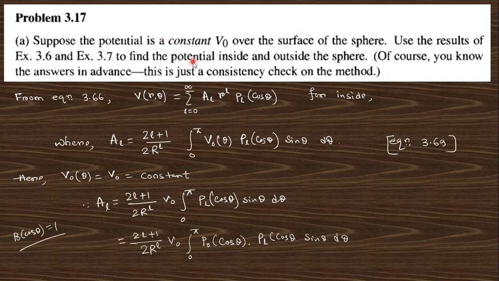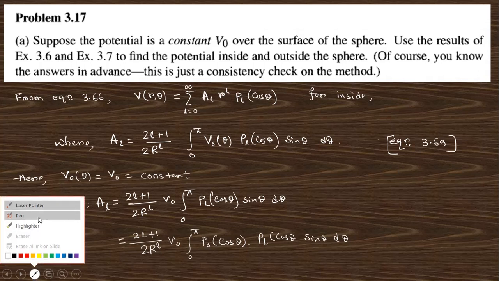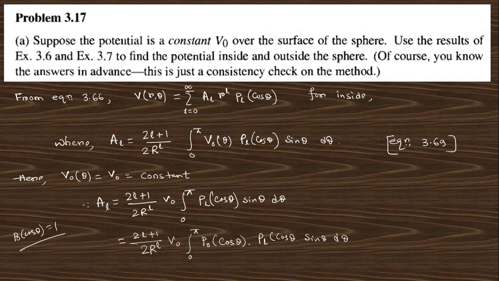3.17 says suppose the potential is a constant V0 over the surface of a sphere. This is a case of the sphere; the potential on the surface of the sphere is constant. Use the result of exercise 3.6 and 3.7. Find the potential inside and outside the sphere. Of course, you know the answer in advance, but it is just to verify. So from equation 3.66 in this section, you can see this is the potential inside, that is, r less than R.